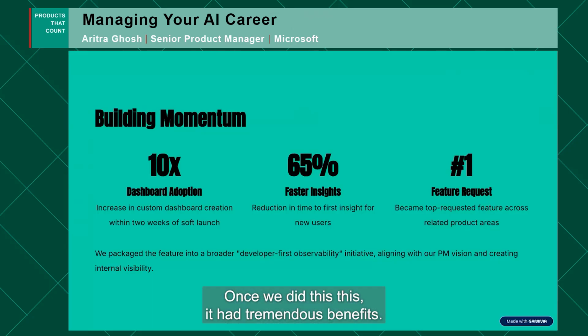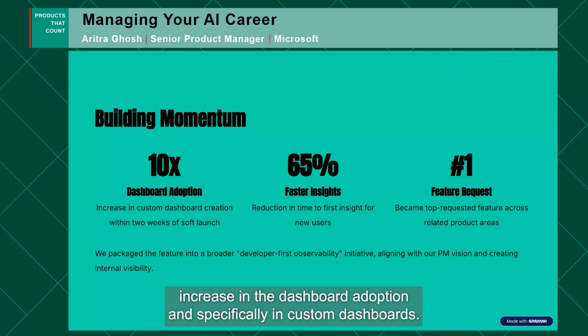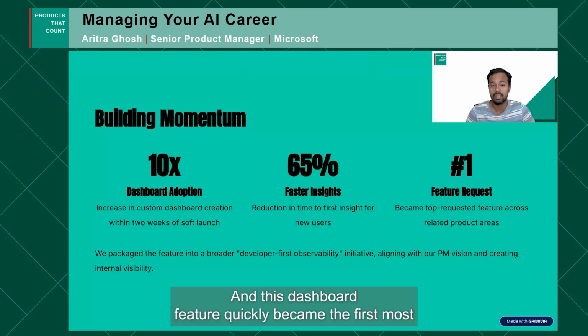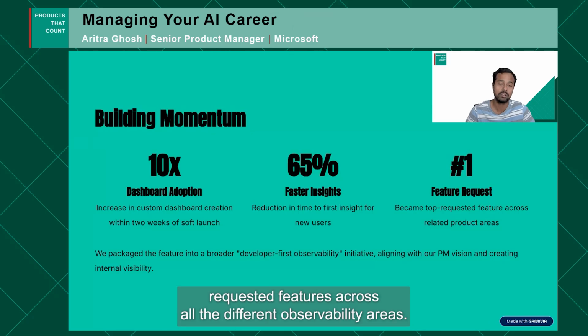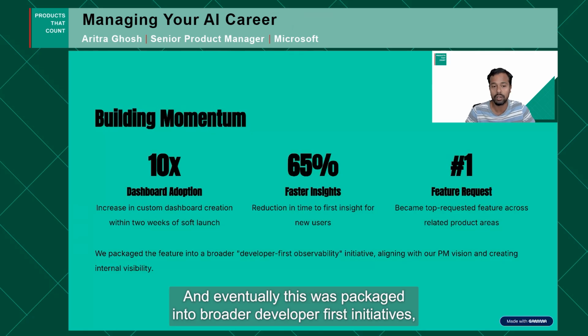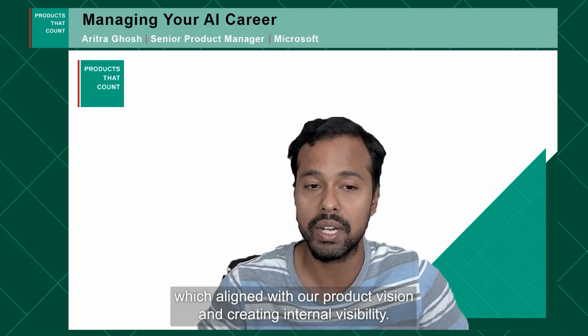Once we did it, it had tremendous benefits, and some of the metrics are mentioned here. We saw a 10x increase in the dashboard adoption, and specifically in custom dashboards. They enabled 65% faster insights. So we saw that users were able to craft and run queries much faster than before. And this dashboard feature quickly became the most requested feature across all the different observability areas. And eventually this was packaged into a broader developer-first initiative, which aligned with our product vision and creating internal visibility.